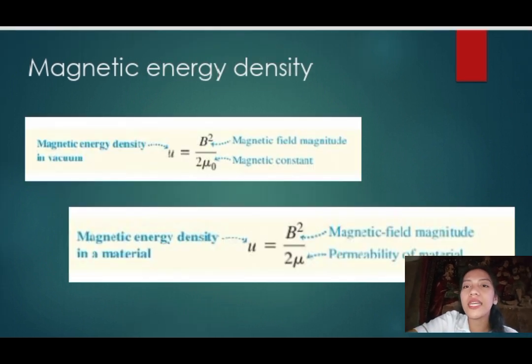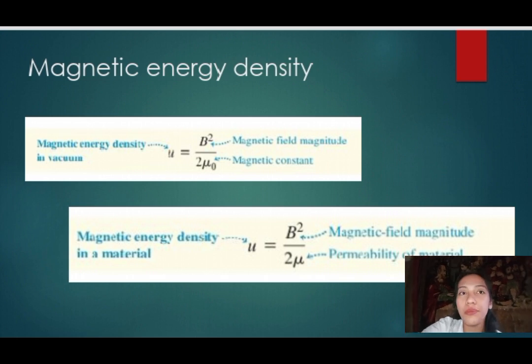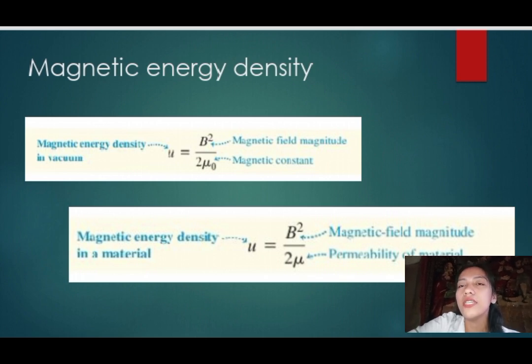Next is the magnetic field energy. When the current decreases, the magnetic field collapses and the stored energy is released back into the circuit. This explains why inductors can resist sudden changes in the current and can produce high voltages when the current changes rapidly.